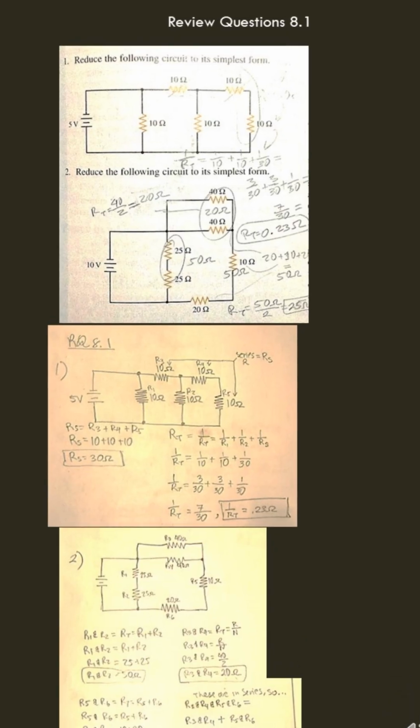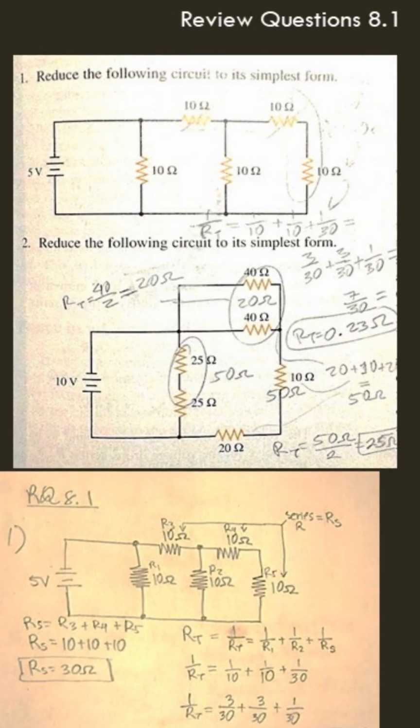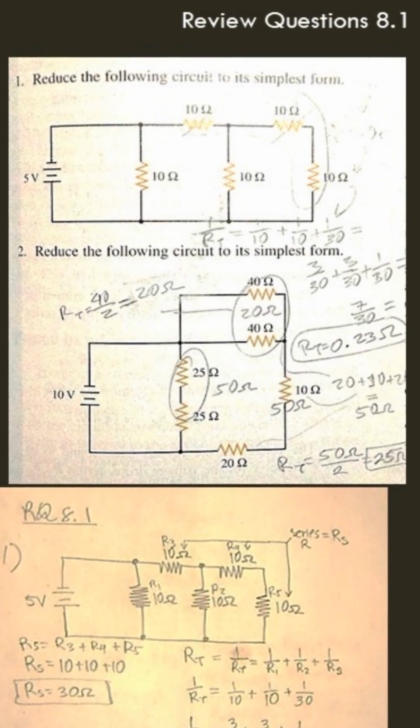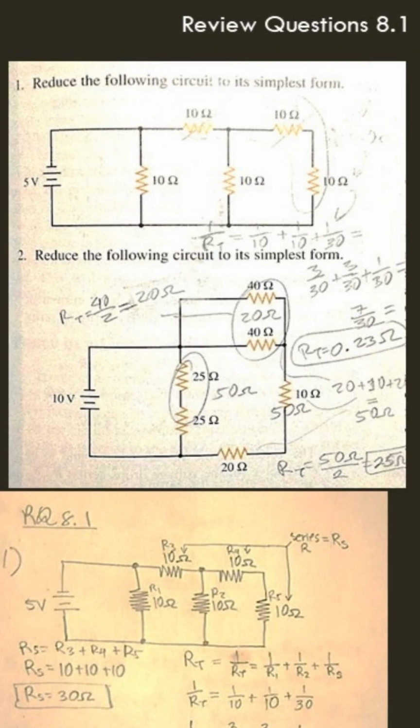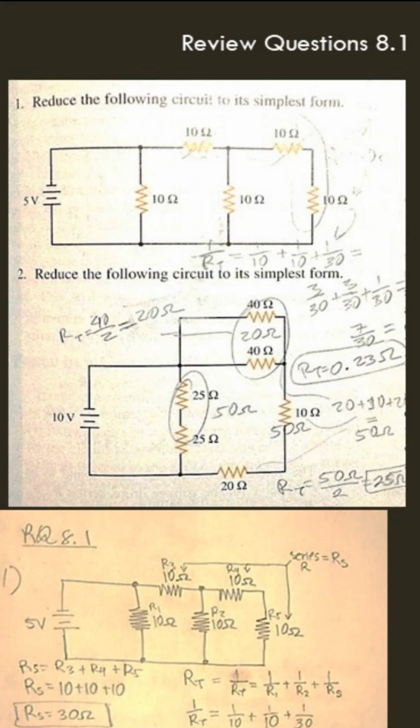Some review questions for this section, 8.1. First one is to reduce the following circuit to its simplest form. So here we have a circuit that has both parallel and series features, and what we must do is to combine some of the resistors so we can get either a purely series circuit or a purely parallel circuit to simplify things.